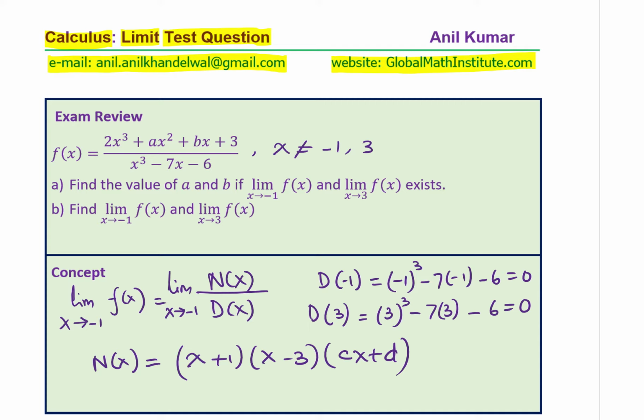So what I'm trying to say here is that we should have a common factor in numerator and denominator, right? And these common factors are x plus 1 and x minus 3. Is that clear to you? So that should help us to actually solve the question. I hope the hint is clear to you. Now you can pause the video and answer the question, right? So let's look into the solution.